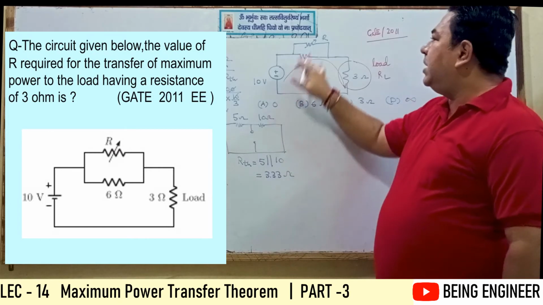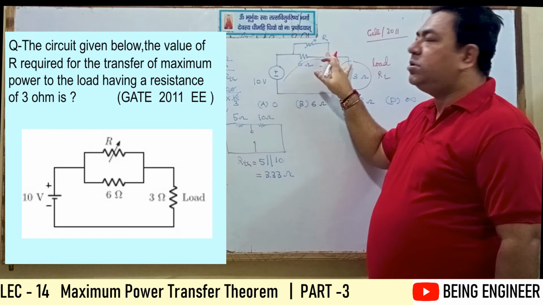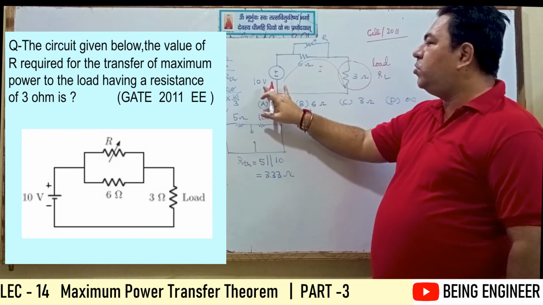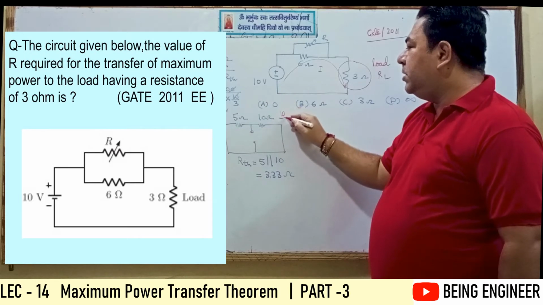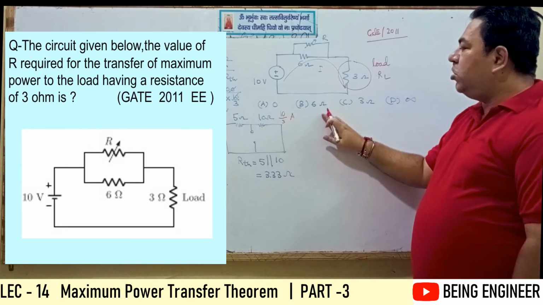Suppose I take R is equal to 0. If R is equal to 0, this will become short circuited. So only one resistor 3 ohm is there and 10 volt voltage source is there. So what will be the current? 10 by 3 ampere.